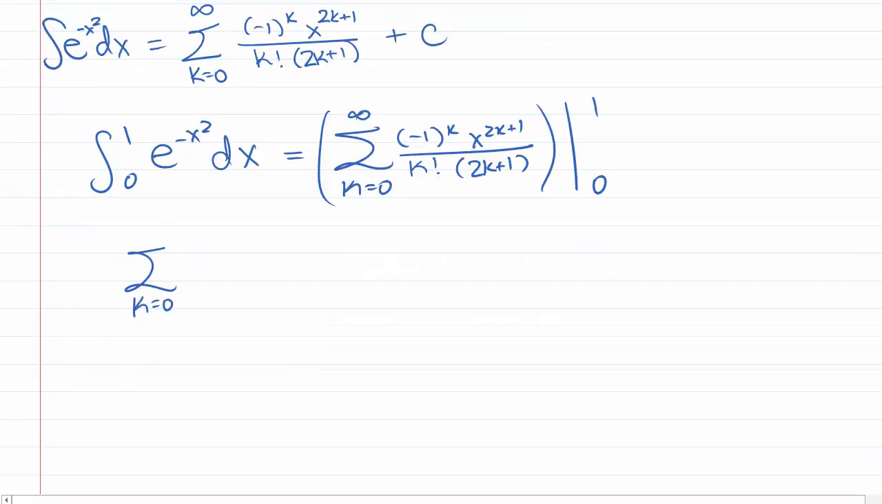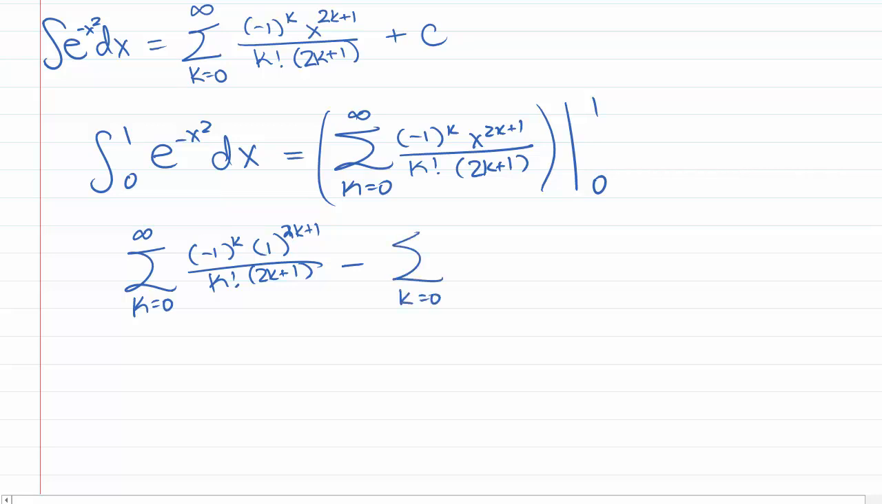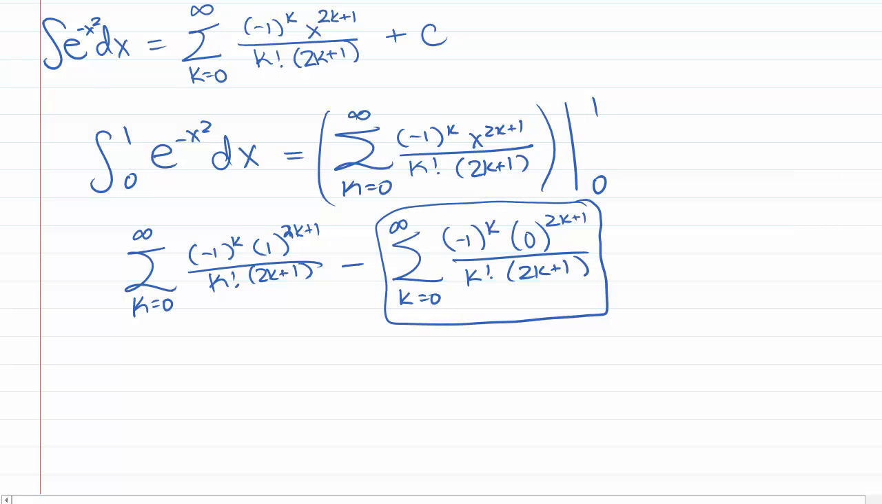Well, this is the sum, k goes from 0 to infinity, of negative 1 to the k, 1 to the 2k plus 1, over k factorial, 2k plus 1, minus the sum, k goes from 0 to infinity, of negative 1 to the k, 0 to the 2k plus 1, over k factorial, 2k plus 1. Now notice that in this term, every single term is multiplied by 0. Even when k is 0, we have 0 to the first power. So every single term in here is equal to 0. And the sum of 0, 0, 0, 0 is going to be 0. So we're left with just figuring out what this sum is.